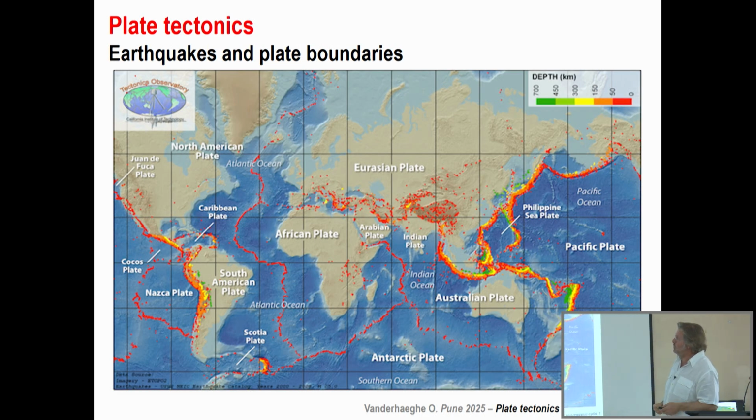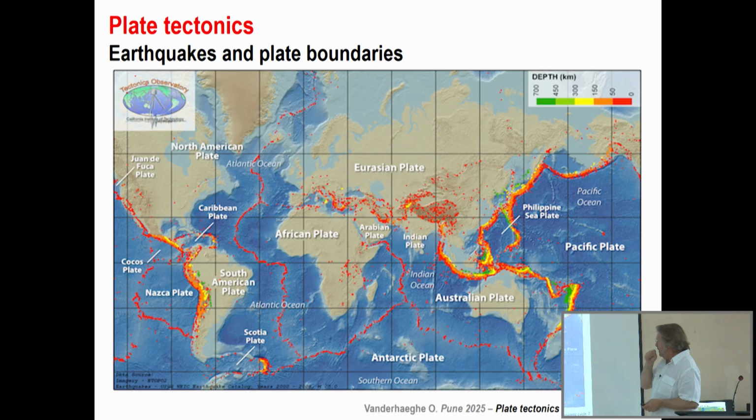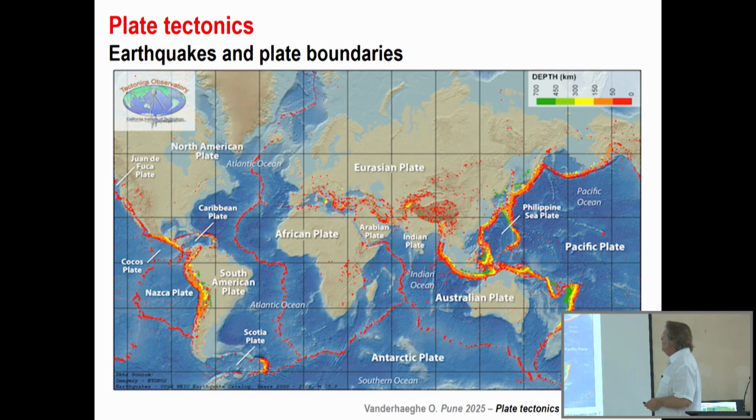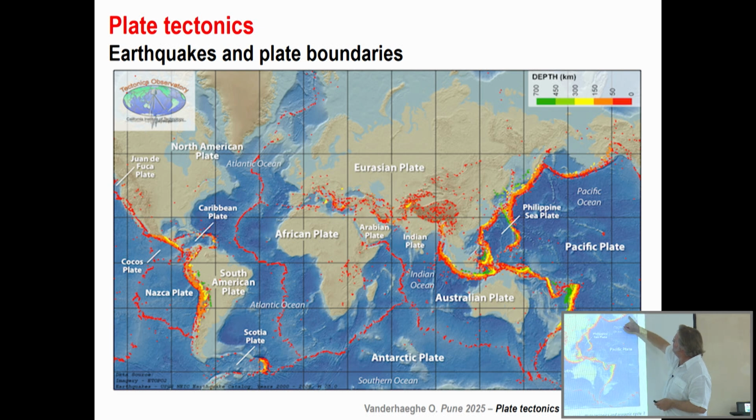There's also localization of earthquakes, earthquakes with different depth of their hypocenters. Depth that is here indicated by colors. Red is the surface.